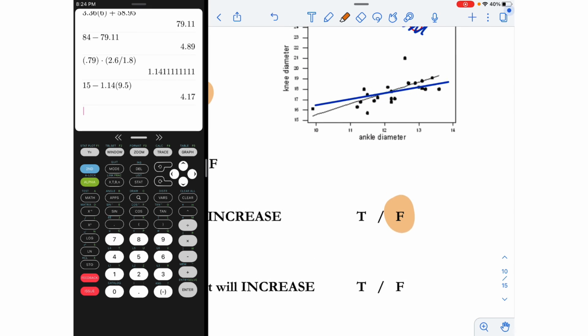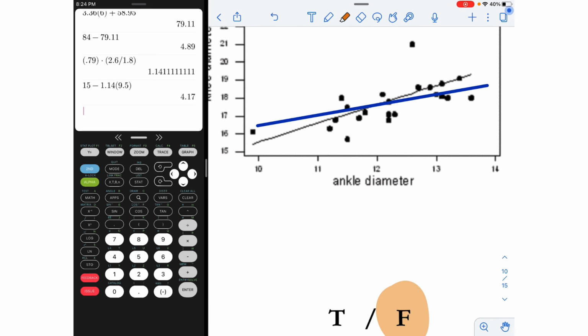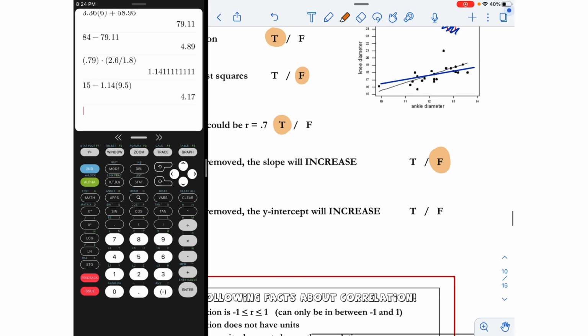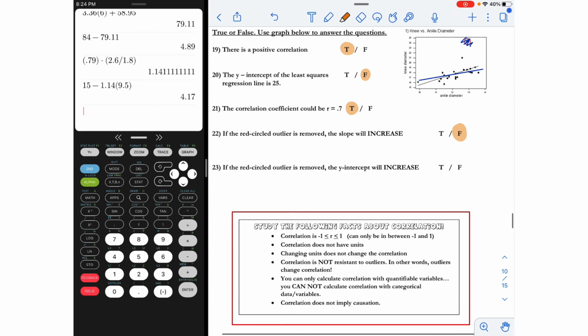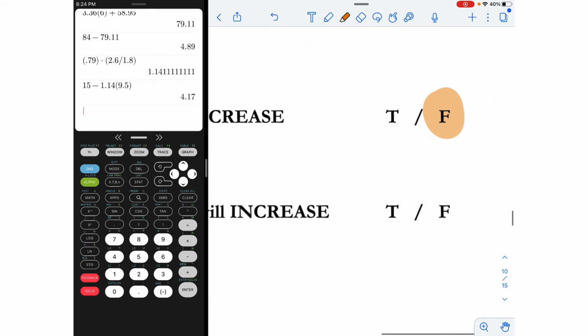I hope you guys see what I mean. So think of the line of best fit as like you want an even number of dots above and below the line. So if that red dot wasn't there, it would change things like this. And then see how the y-intercept of this would be higher, so that would increase, so I would say that's true. Check the answer key to make sure I'm right on that one.